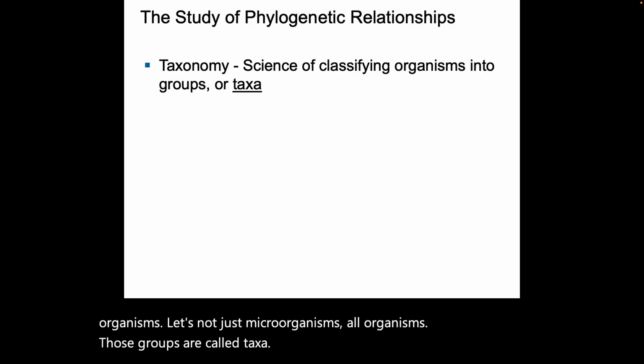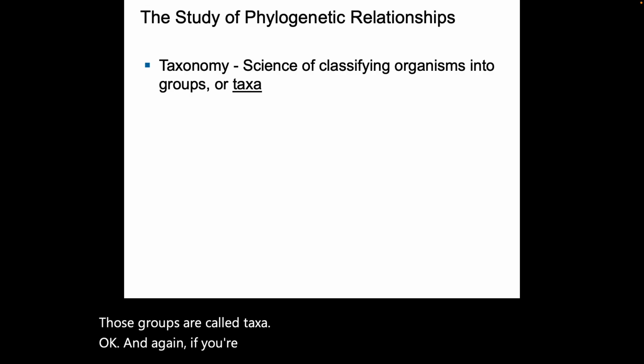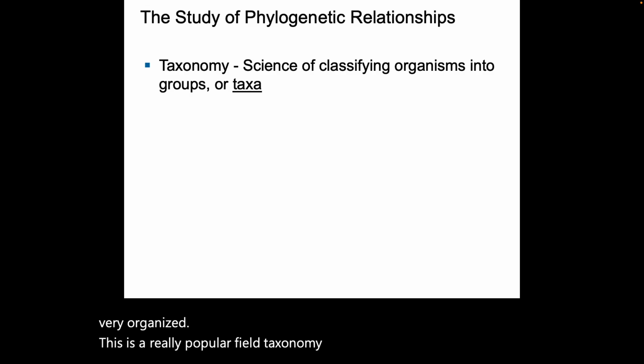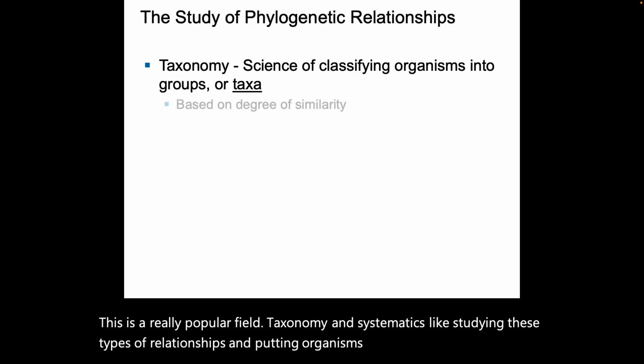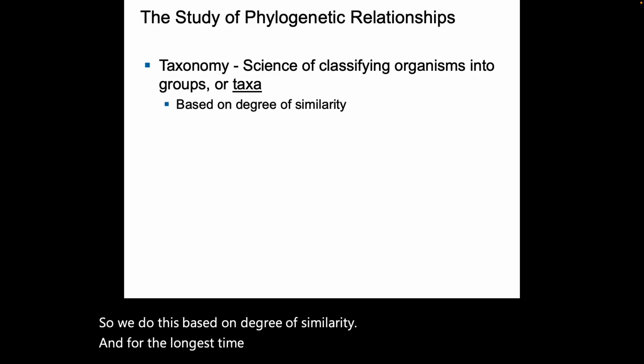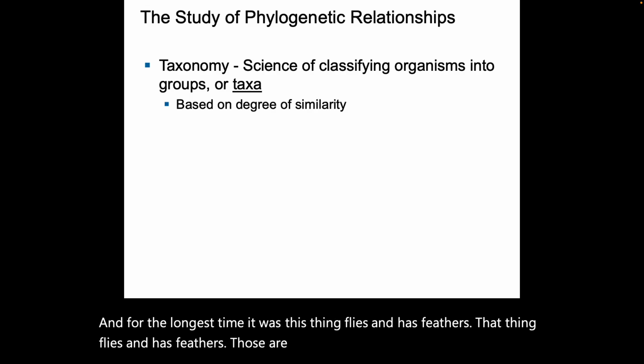And again, if you're a person who's interested in biology and you're also very organized, this is a really popular field, taxonomy and systematics, like studying these types of relationships and putting organisms into different groups. So we do this based on degree of similarity. And for the longest time, it was, well, this thing flies and has feathers. That thing flies and has feathers. Those are birds. They are together. Right? That's about as good as we got.